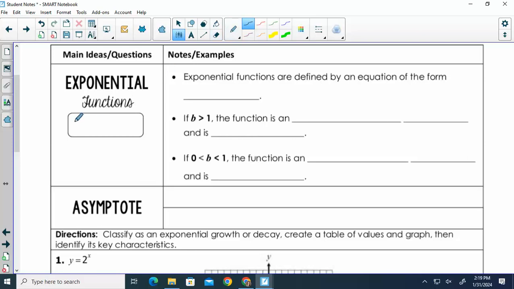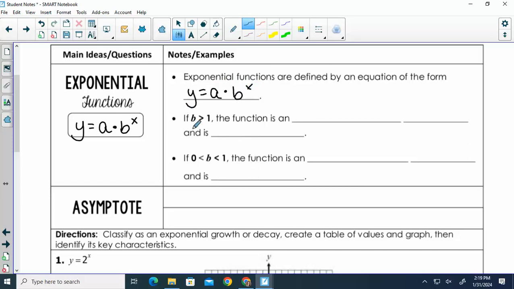exponential function. It involves an exponent, but the difference is the exponent has a variable. So it's a times b to the x. A and b are going to be some kind of numbers, and then the x would be your power. So your variable is the exponent. So that's an exponential function.